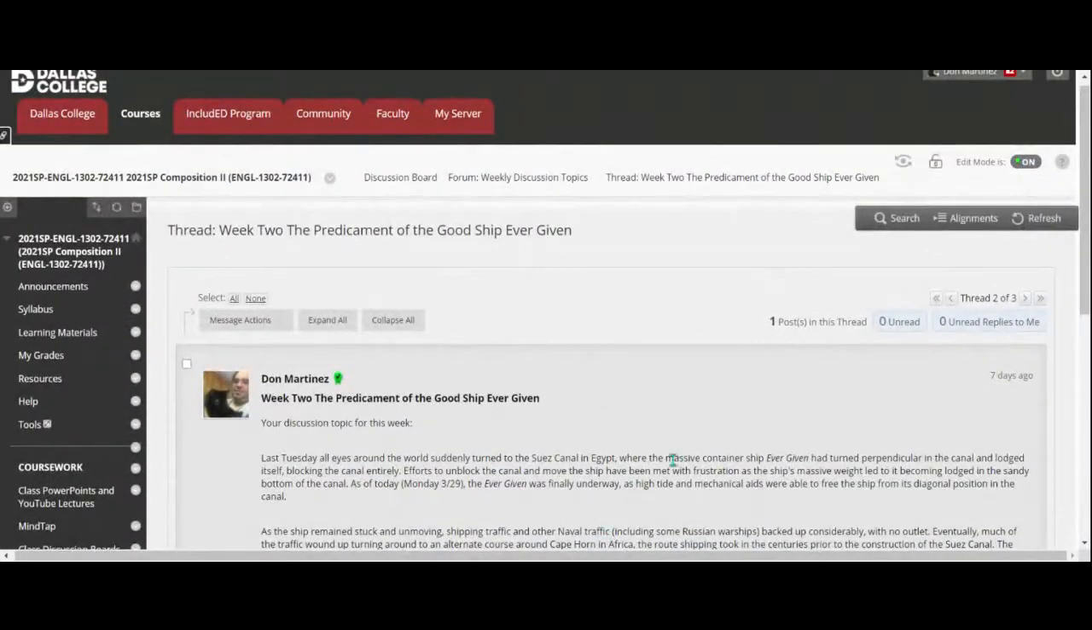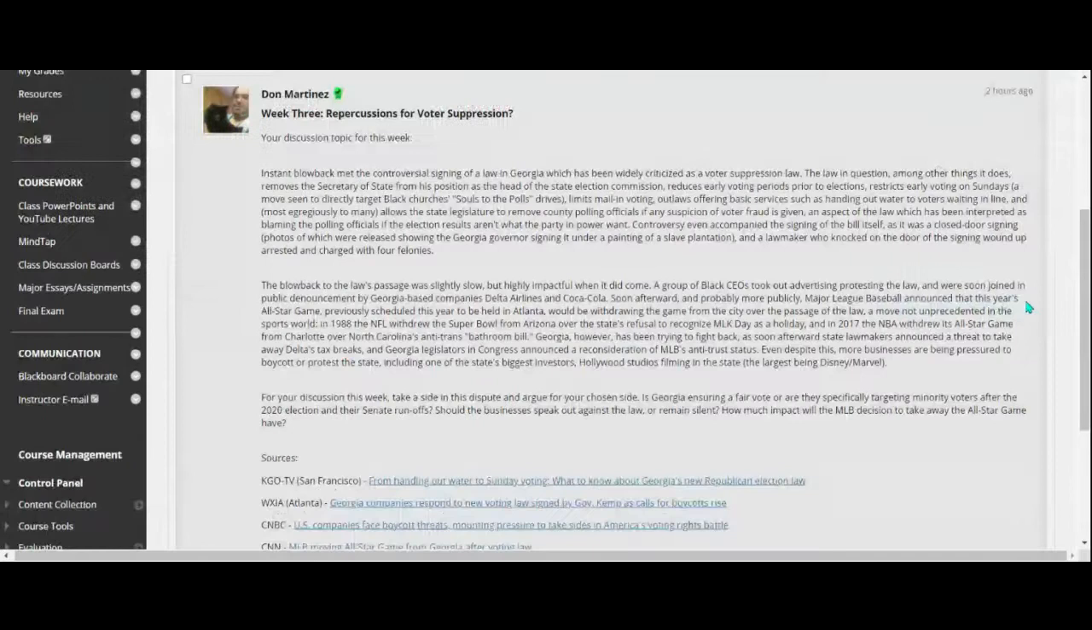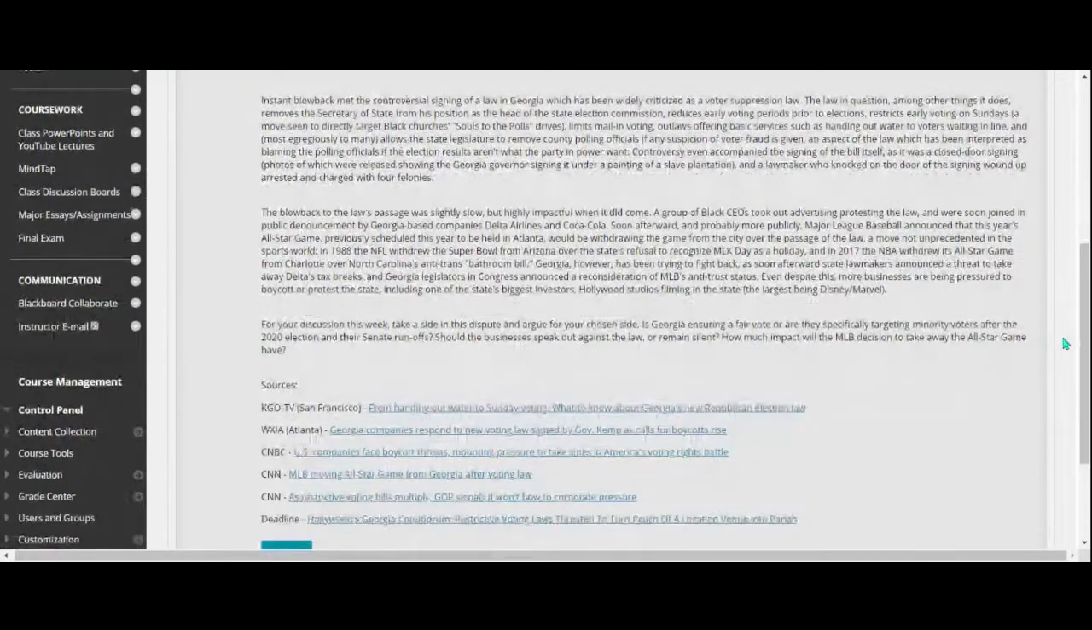Okay, so again, a three-paragraph response to that topic as well. And then the third one. The third topic is repercussions for voter suppression. That was just posted this morning, okay? Here's a topic for you.